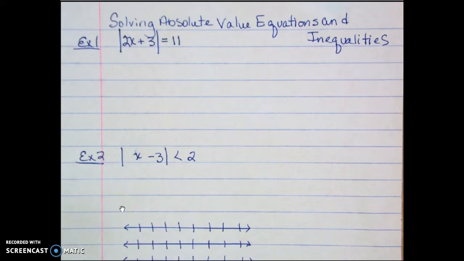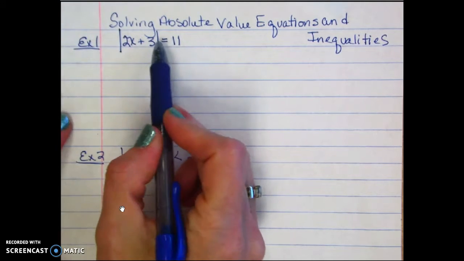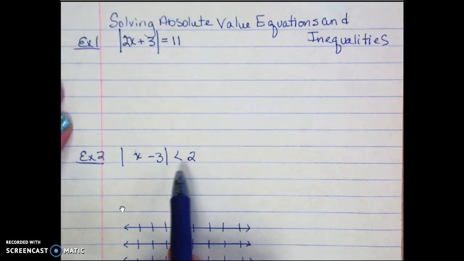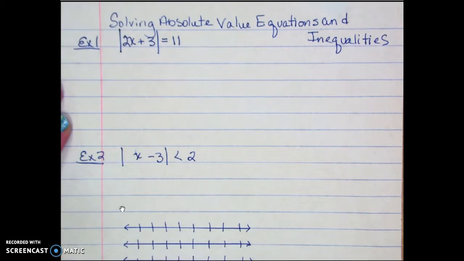All right, today we're going to look at solving absolute value equations and inequalities. We have three different kinds: absolute value with the equal sign, absolute value with the less than sign, and absolute value with the greater than sign. We'll start with the absolute value with the equal sign.